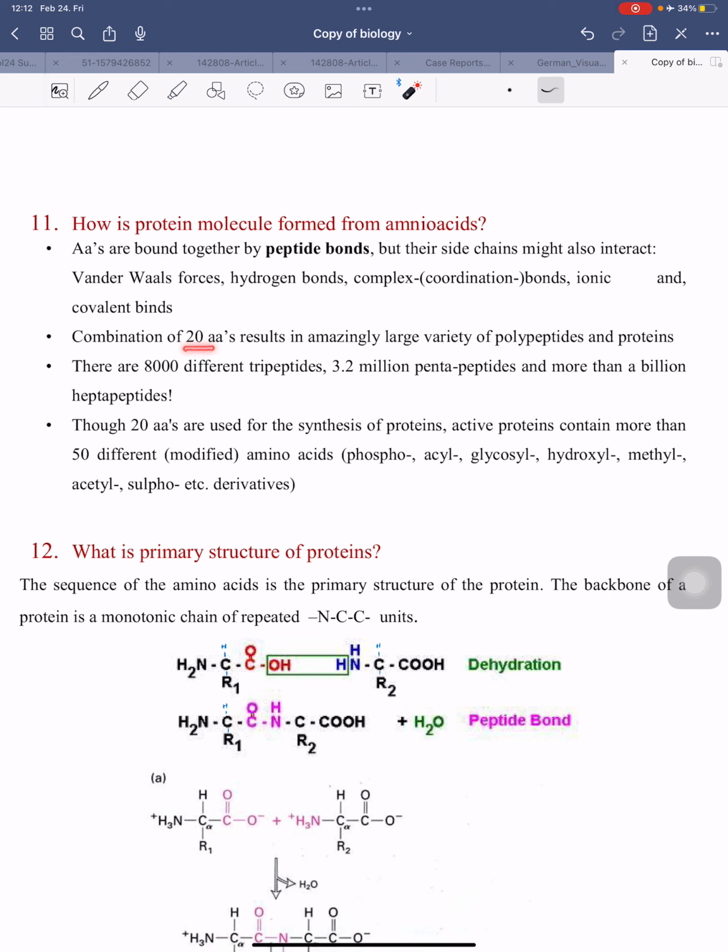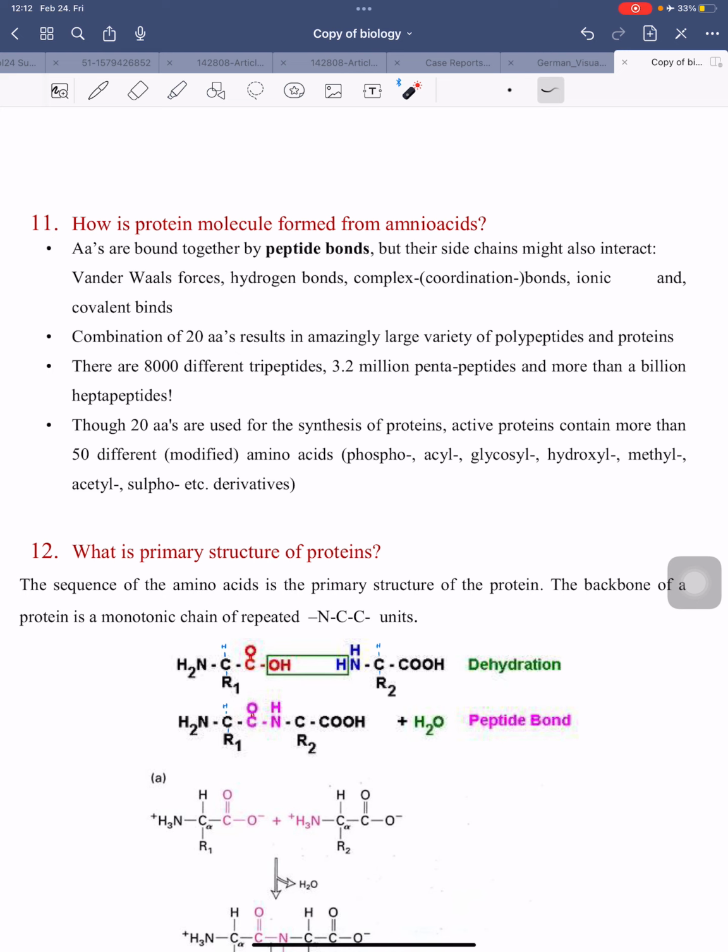The combination of 20 amino acids results in an amazing variety of polypeptides and proteins. For example, we have 3.2 million pentapeptides. Okay, it's very, very big. Also, 20 amino acids are used in the synthesis of protein.